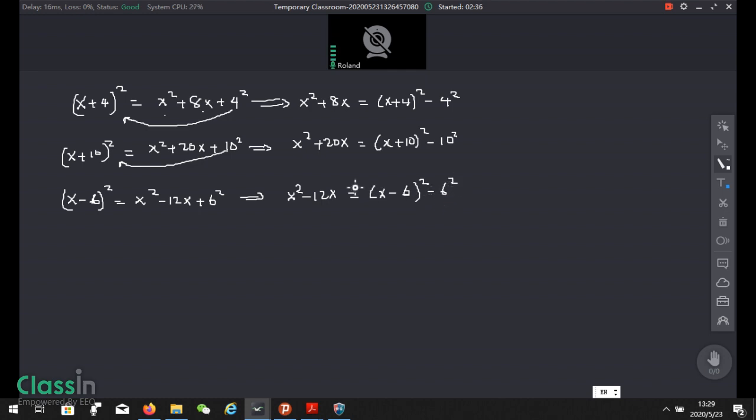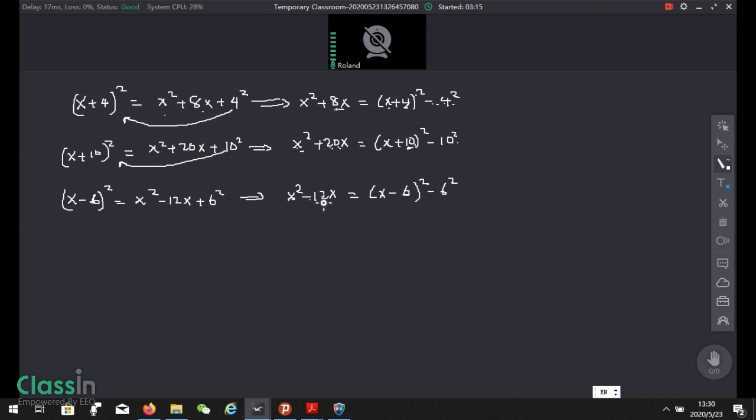Now let's look at this. We can see that if we have x squared plus 8x, we have x plus 4, that is half the coefficient of x, all squared, minus 4 squared. The coefficient of x is halved, minus the same value squared. The same thing applies to this one. x squared plus 20x, the coefficient of x is 20. Half of it is 10. So we got x plus 10 all squared minus 10 squared, the value here squared.